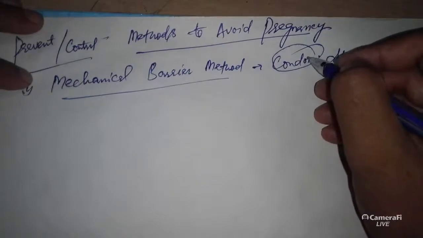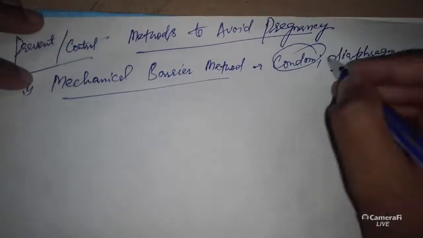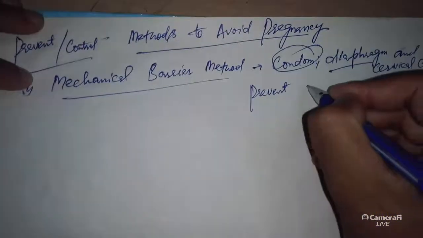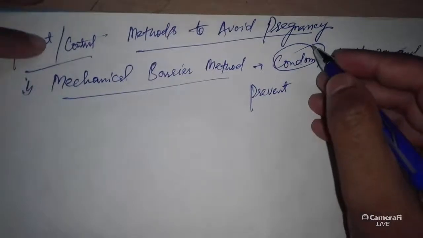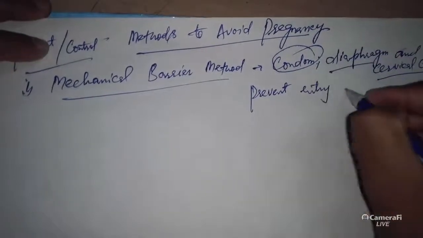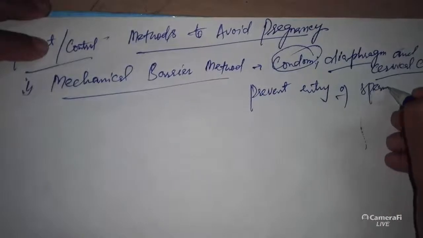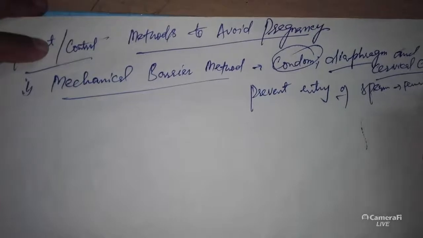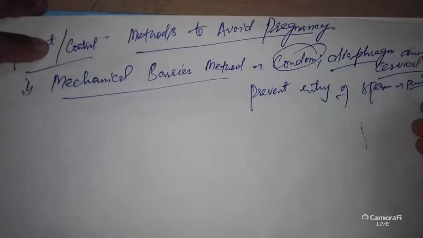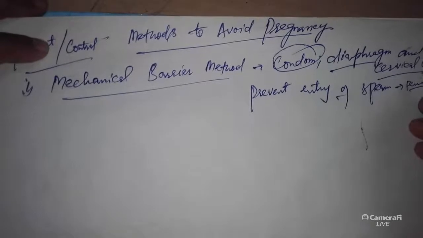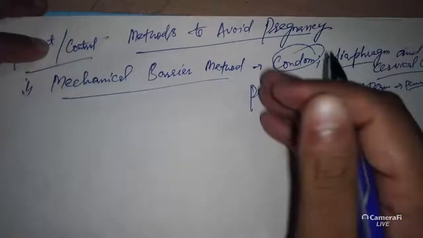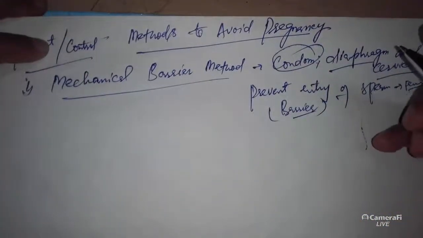These mechanical devices just prevent the entry of sperm into the female genital system, that is the female reproductive system, during copulation, thus acting as a barrier there. Barrier means it does not allow the sperms to go into the female reproductive system. Number one.